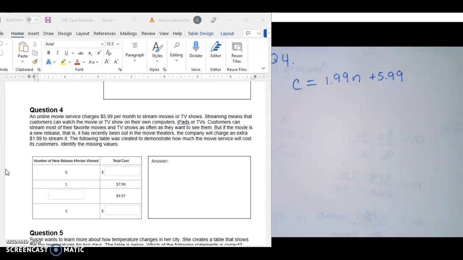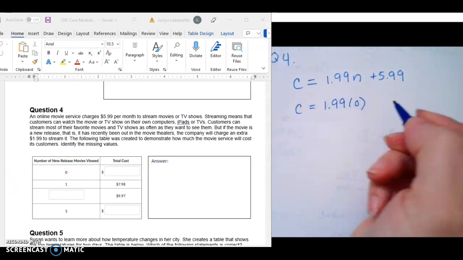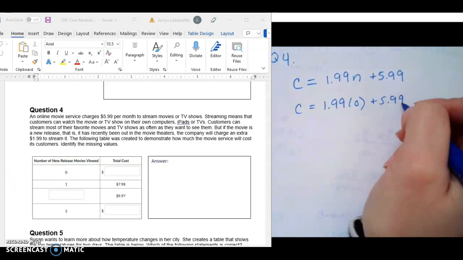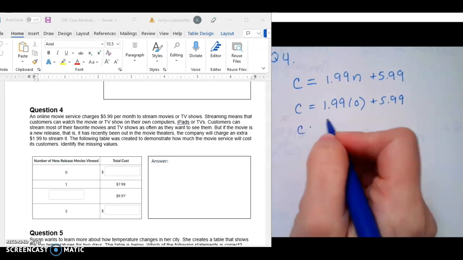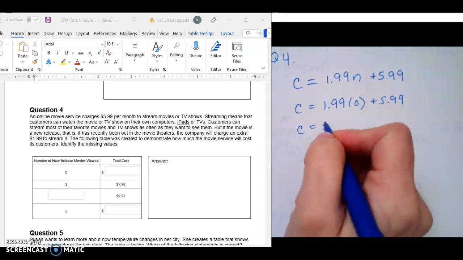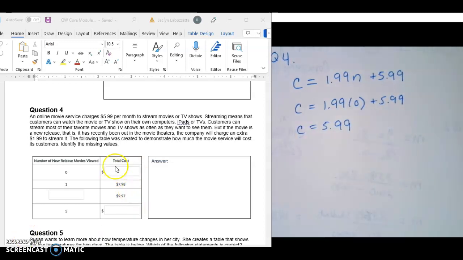This is like the data plan example that we saw in 4.1. So what you could do here is use this equation to fill in the missing pieces. So for the first row, we have 0 new releases, so we're replacing the N with 0. In that situation, 0 times $1.99 is 0, so we're just left with $5.99. So we would fill in that first row of $5.99 in here. So this is for when N equals 0.